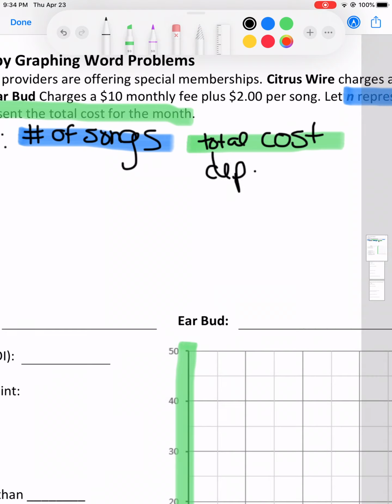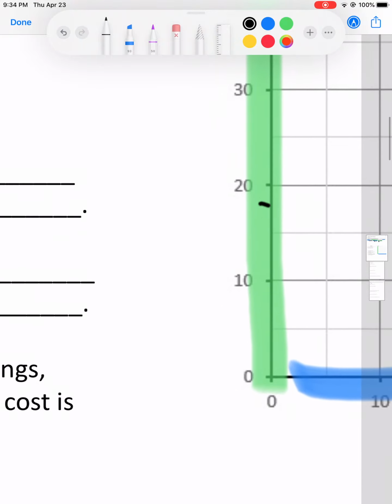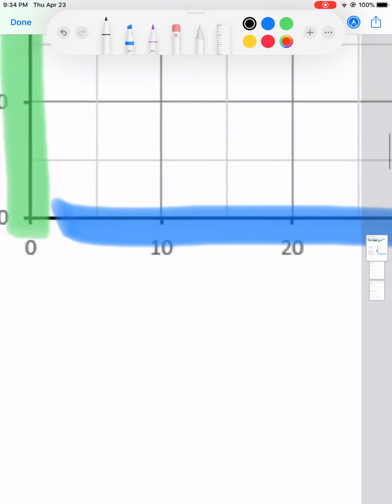Okay, I am going to ask you this again in your next assignment. That means this one's my independent. Okay? So, cost and number of songs.